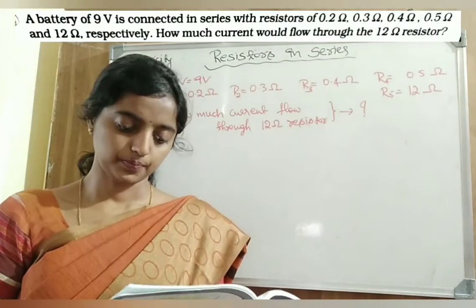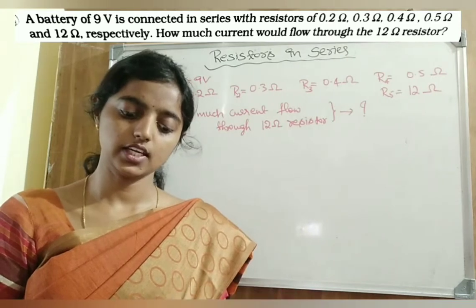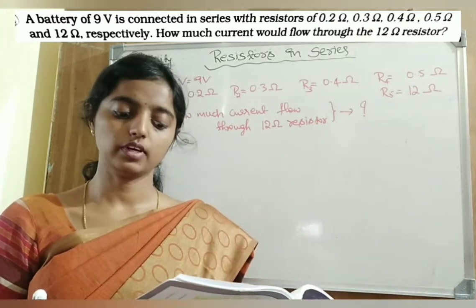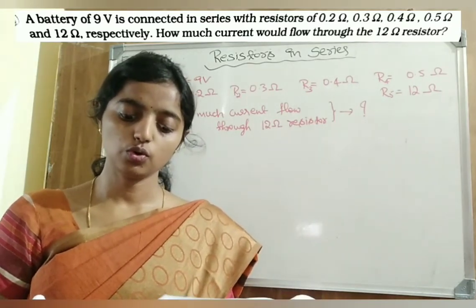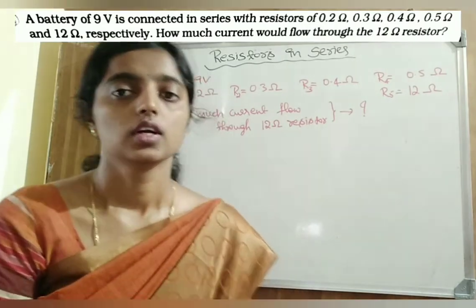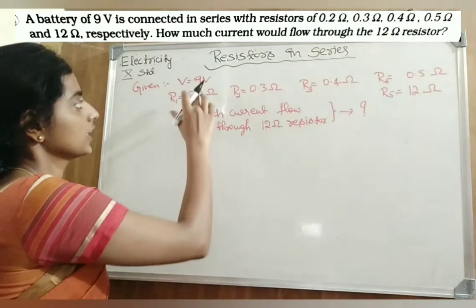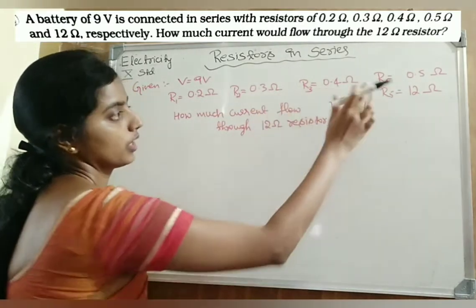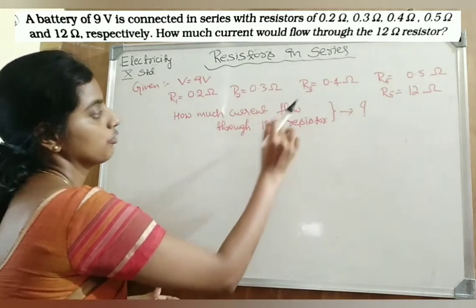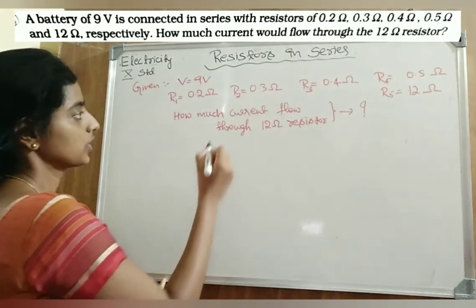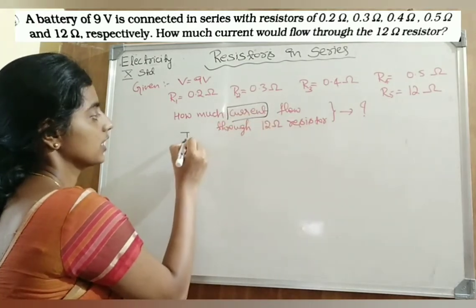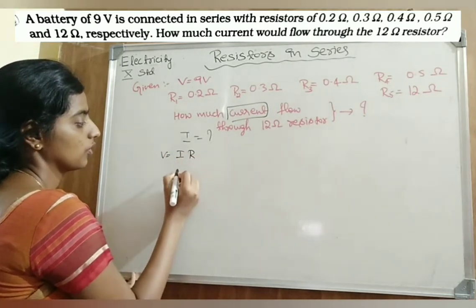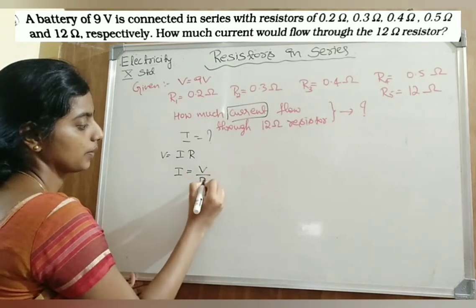Our next question is: a battery of 9 volt is connected in series with resistors of 0.2, 0.3, 0.4, 0.5 and 12 ohm respectively. How much current would flow through the 12 ohm resistor? Write down the given terms. They are given V is equal to 9 volt and R1, R2, R3, R4, R5 with their respective values. We need to find out current, that is I is equal to what? From Ohm's law we know that V is equal to IR, therefore I is equal to V by R.